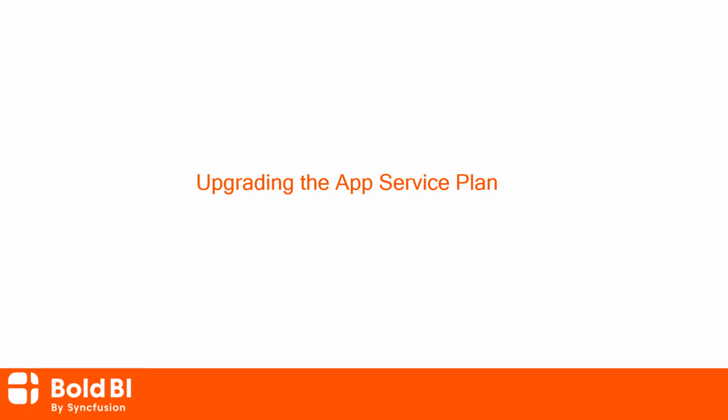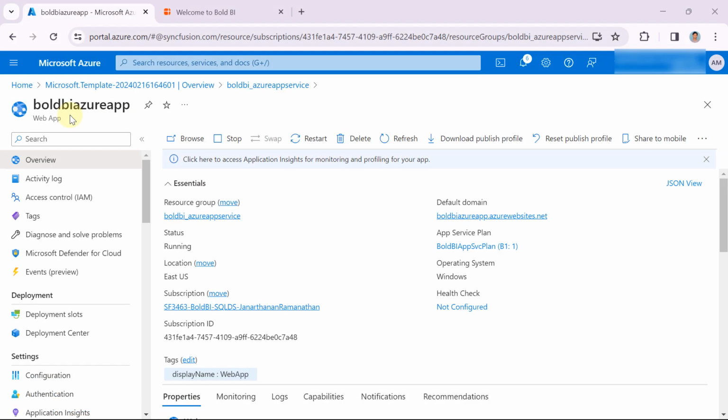Next, let's upgrade the App Service plan to improve application performance. The application will be deployed in the basic App Service plan by default. You can upgrade the App Service plan to improve the application performance. Upgrade it by replicating the following steps.